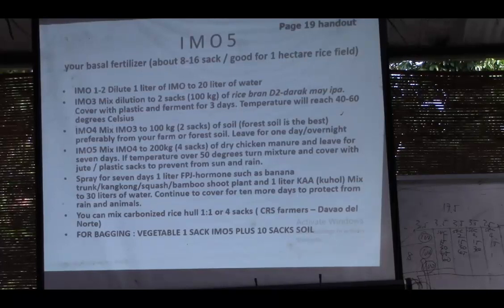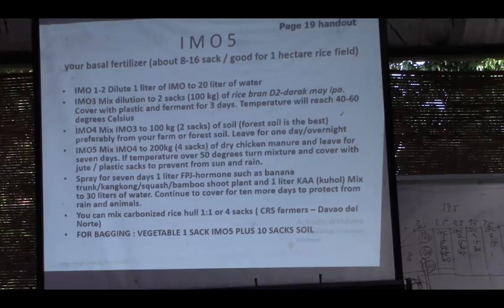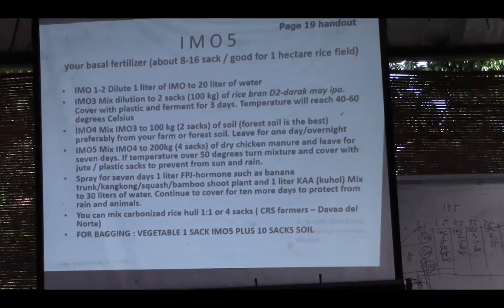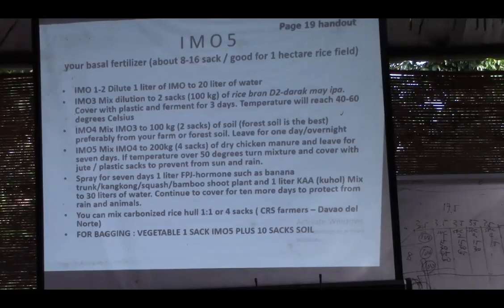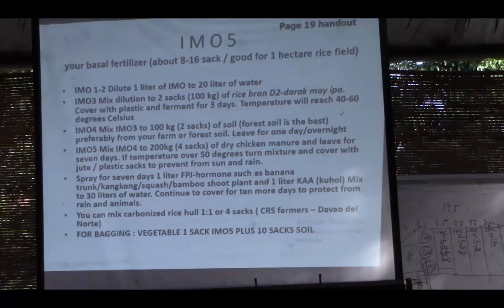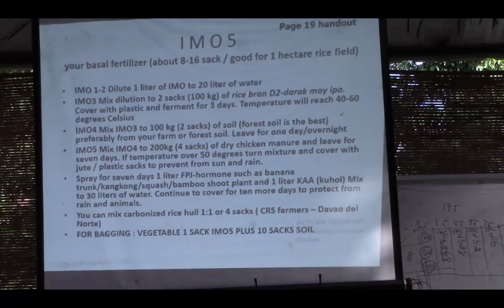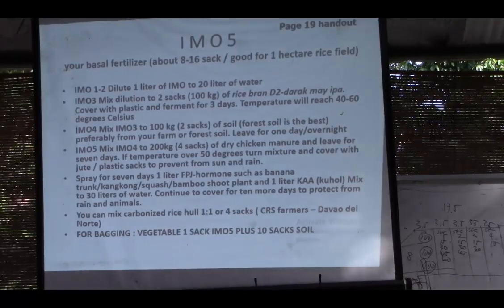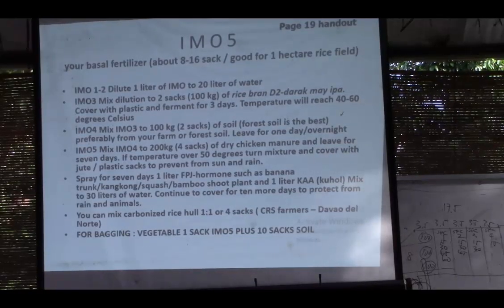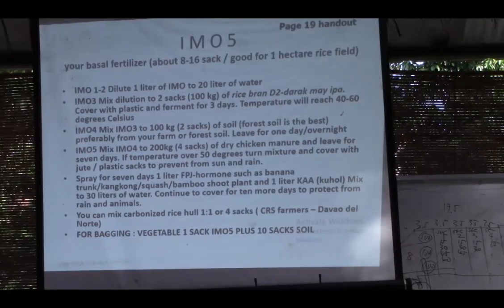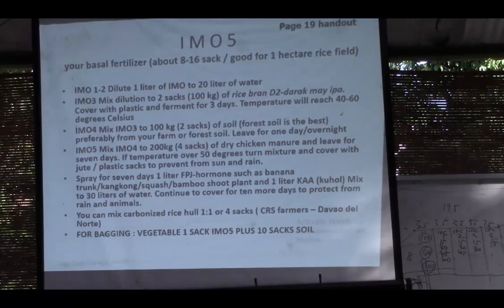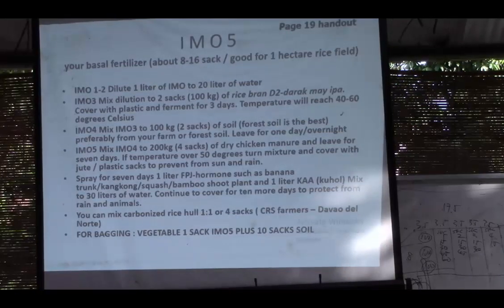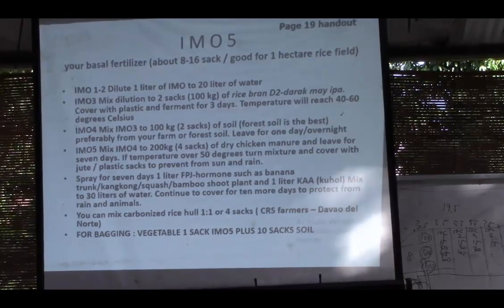So mix it with 2 sacks of rice bran D2. Now, how do you mix it? Like you are mixing cement. How do you mix cement? You put the cement aside, put the water in the middle, and slowly put the cement back into the water and mix it. That's how you do it with the rice bran. Clear?